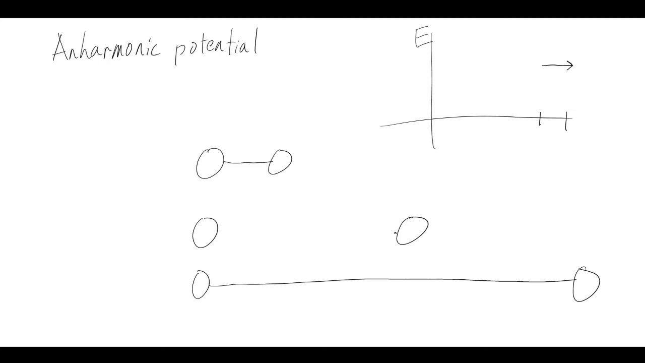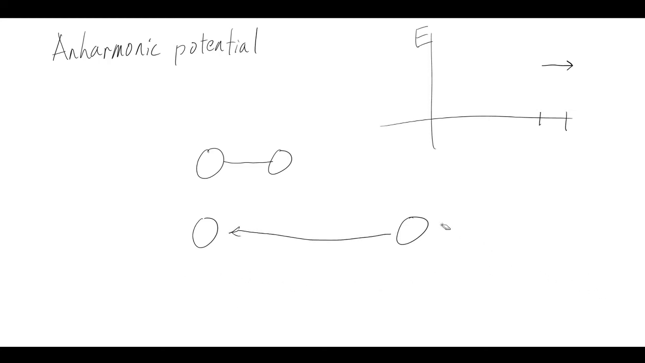Now, as the two atoms approach one another and this starts moving towards my first atom, well, at some distance, right, the electrons around atom B, we'll call it, start seeing the nucleus of atom A.